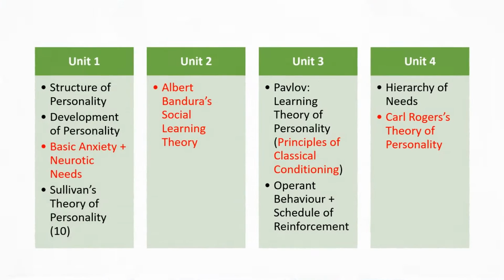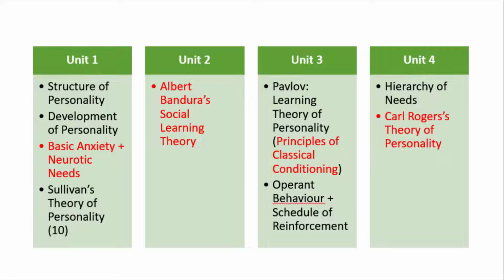Coming into block 2, we need to cover 4 units here. And from the first unit: structure of personality, development of personality, basic anxiety and neurotic needs, Sullivan's theory of personality. These topics are important, and from this the repeated question is basic anxiety and neurotic needs. This is mostly coming as a 6-mark question, and Sullivan's theory is coming as a 10-mark question.